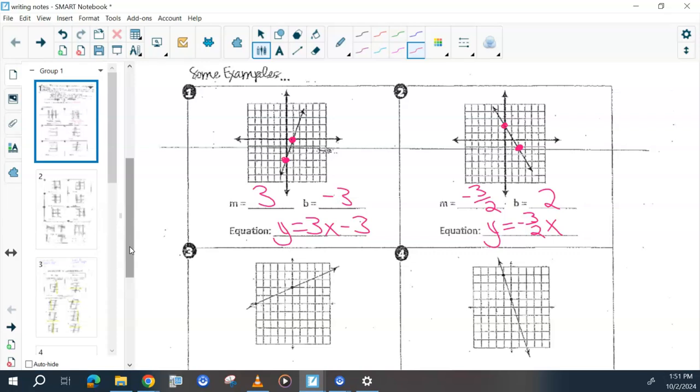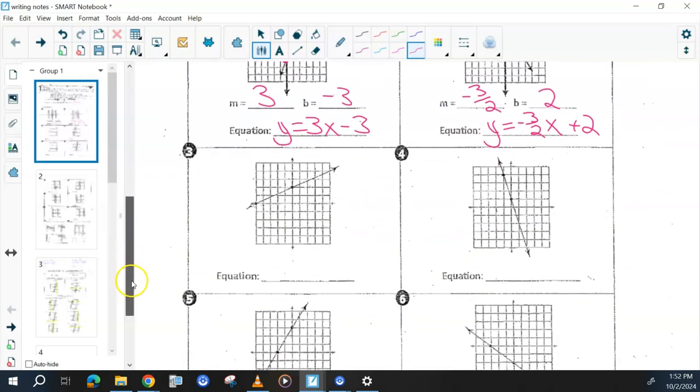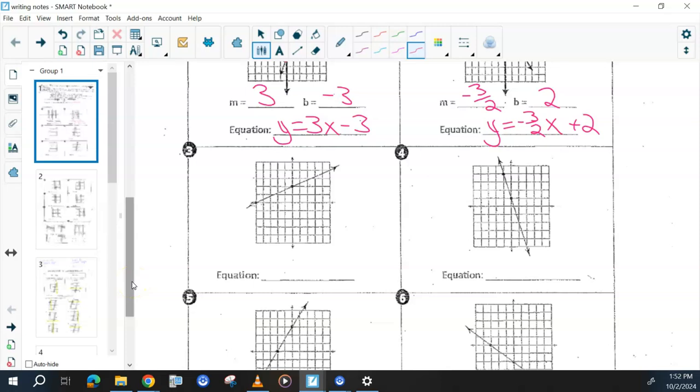-3/2x plus 2. Good. Questions so far? This is probably the second easiest thing we'll do this entire year. We'll do one more. What's the y-intercept for number 3? 2. I'll write that off to the side. You don't have to do that, but if it helps you, do that.